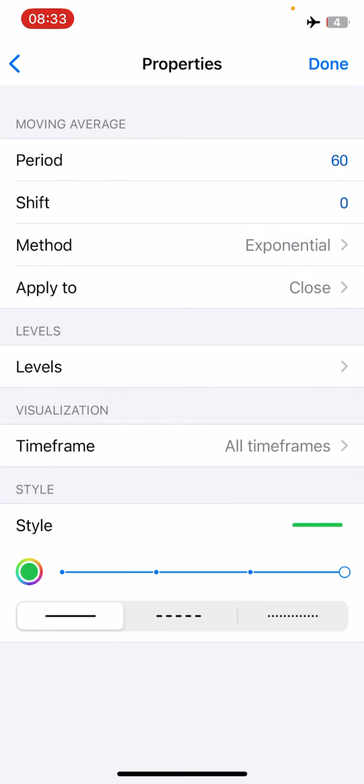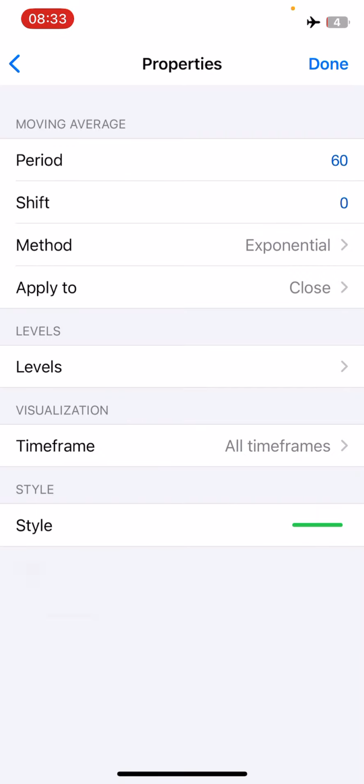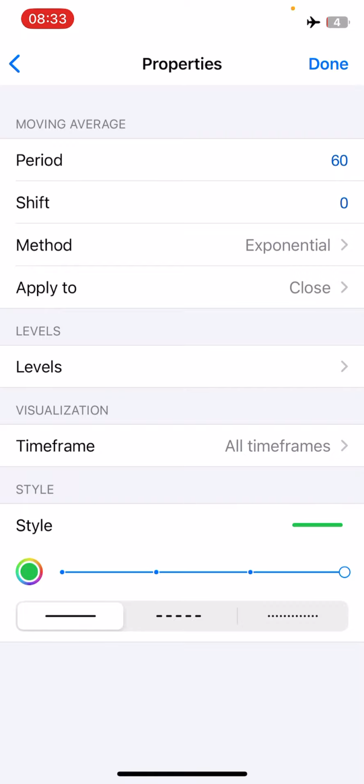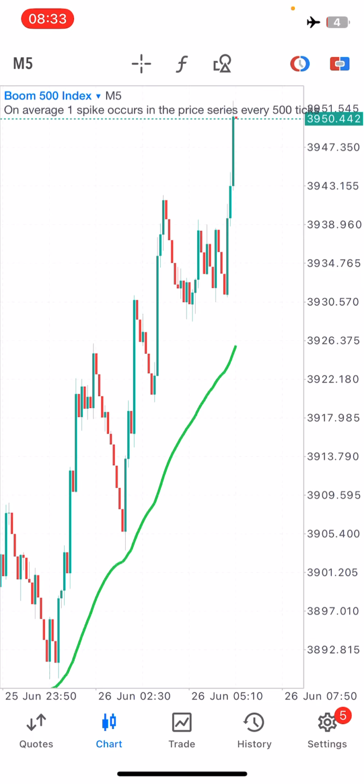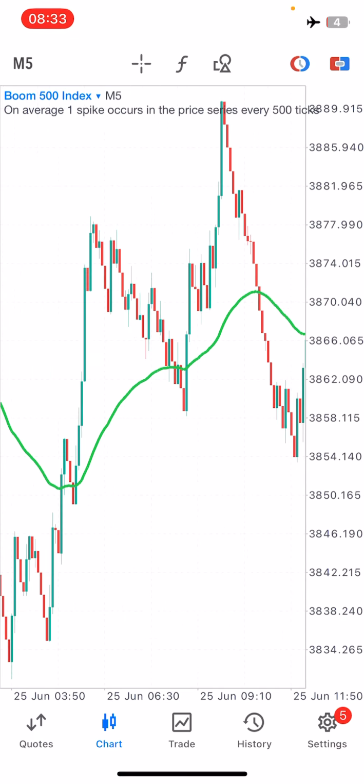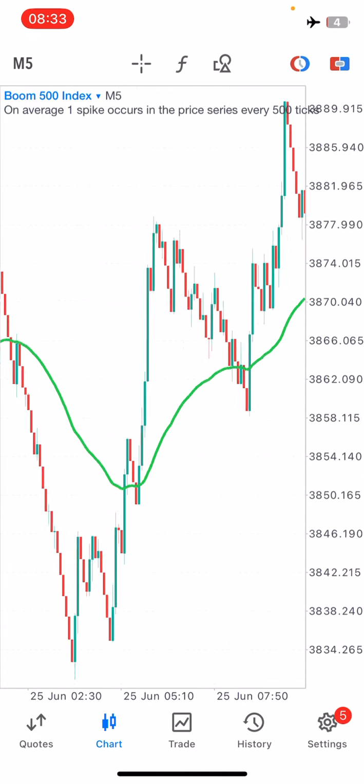And then on styling, I chose the color green. You can pick any color of your choice, but for the sake of this video, try to follow the same color that I'm using. When you're done, you simply click done, and you see that we have a green line which will appear on our main chart.